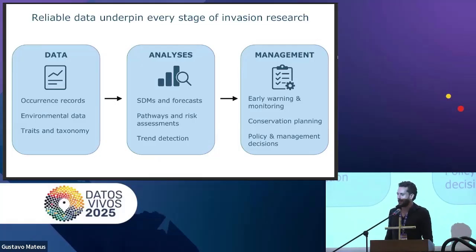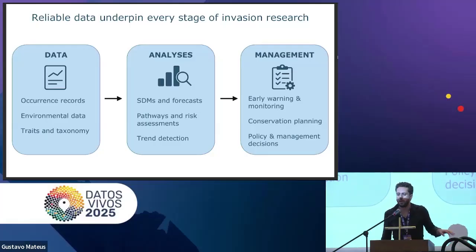So we need reliable data for every single stage of invasion research. We need good records to understand where the species are. And these records have to come fast so that we can go there and do something about it. Many times the automated protocols that we have to identify errors in science, citizen science, and new data put into GBIF might automatically flag an outlier as an error, and those might not be errors.